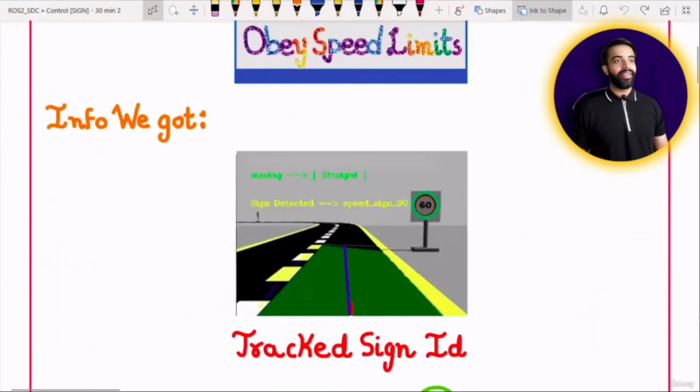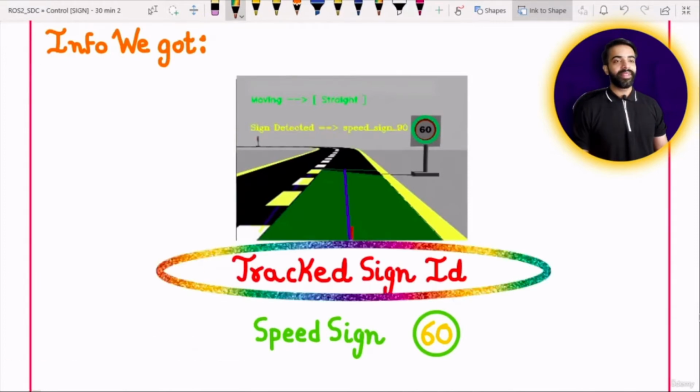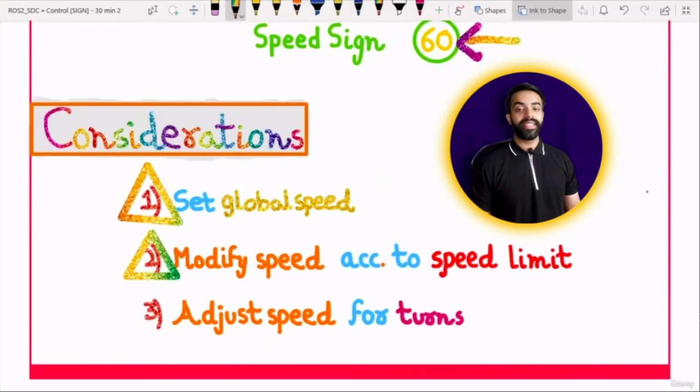Feature 2, obeying the area speed limits. The area speed limit is extracted in sign detection and saved in the track sign ID. For example, in this case, it is a 60. Before putting forward the proposed algorithm that will be used to obey the area speed limits, there are a few considerations. Number 1, we would need to set a global speed at which the car moves in normal mode. Number 2, the self-driving car speed needs to be modified against the received area speed limits. Number 3, we would need to adjust speed in turns.